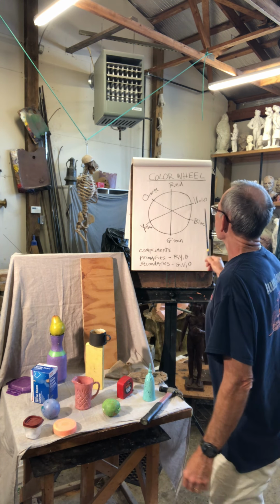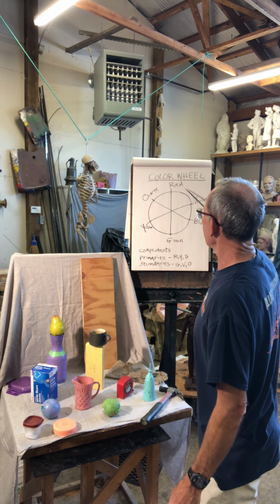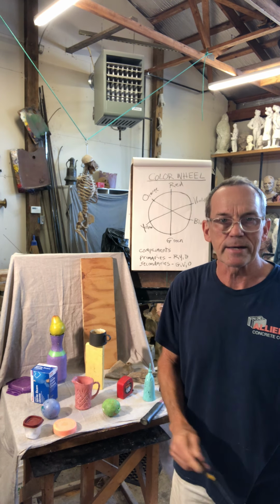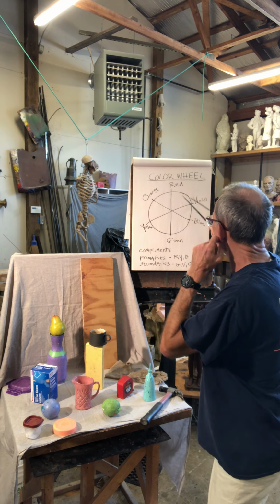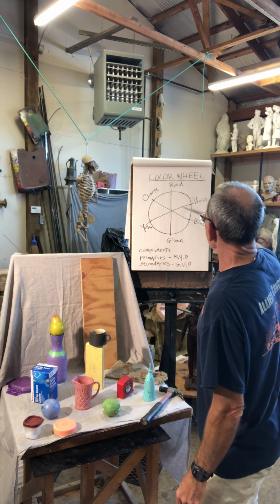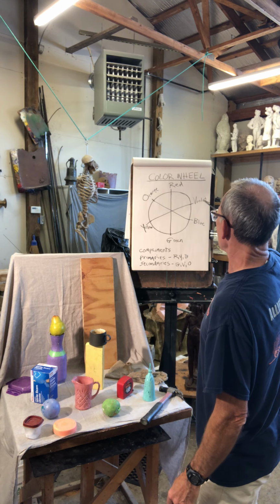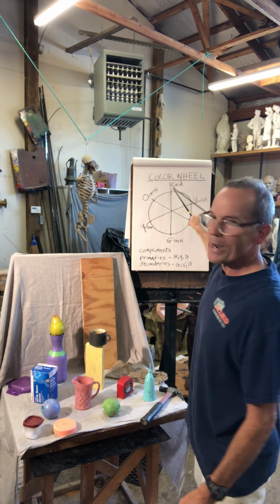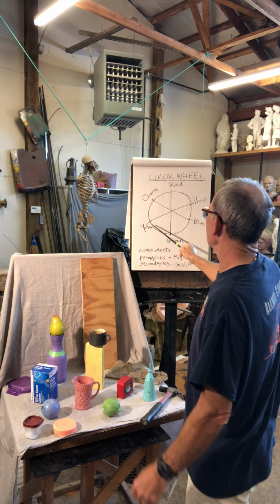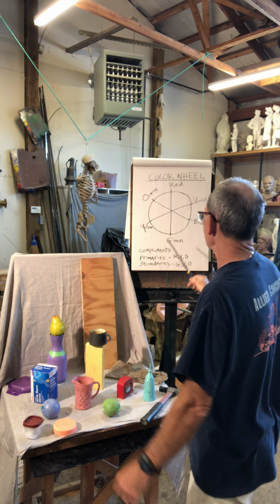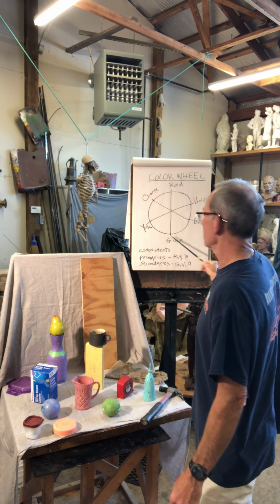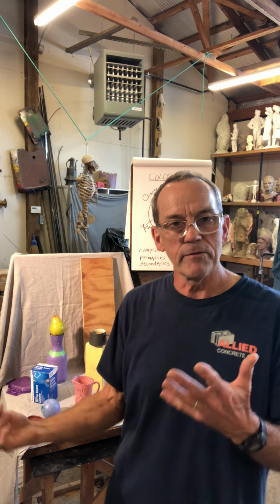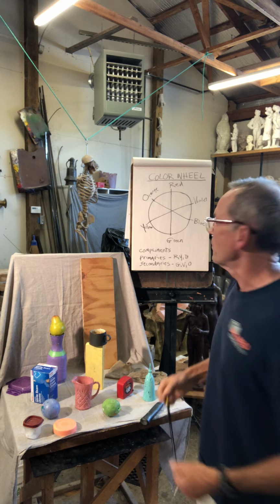And then the second level of hues that we'll be dealing with are the secondaries, and those are the colors that you get by mixing the primaries together. So when we mix red and blue together, we get violet. So violet is a secondary color. When we mix red and yellow, which are primaries, we get orange, which is a secondary color. And when we mix yellow and blue, which are primaries, we get green, which is a secondary color. And many of you probably know this already.